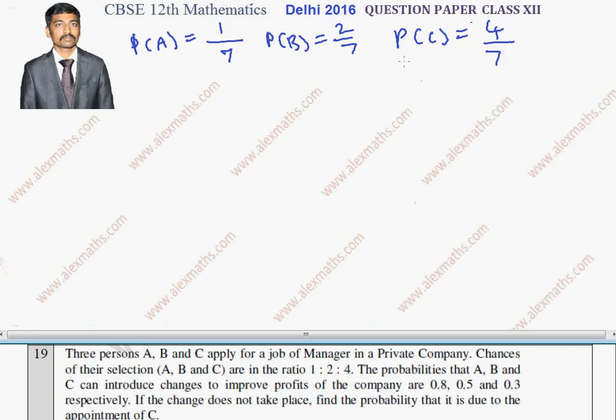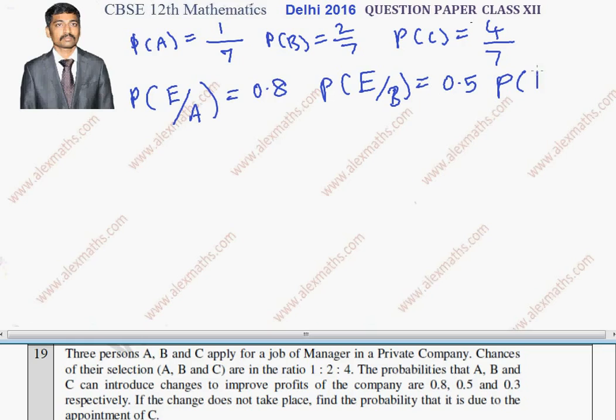Now the probabilities that A, B and C can introduce a change to improve the profit of the company are 0.8, 0.5 and 0.3. I'll take E as introducing a change. So A introducing a change is P of E by A, which is nothing but 0.8. And P of E by B, that is B introducing a change, is 0.5. And P of E by C, that is C introducing a change, is 0.3.